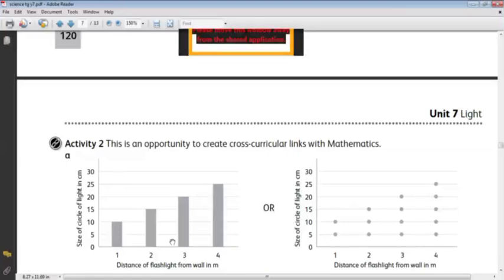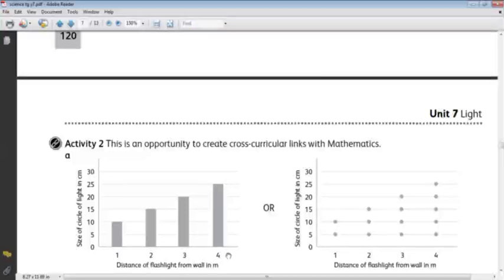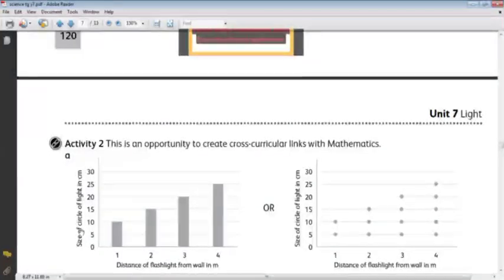Yes, it's the same pattern. As the distance increases, from 1 to 2 to 3 to 4 meters, we found that the size of the circle formed on the wall also increases and the light becomes dimmer. And when the distance decreases from 4 to 3 to 2 to 1, the size of the circle also decreases and the light becomes brighter.